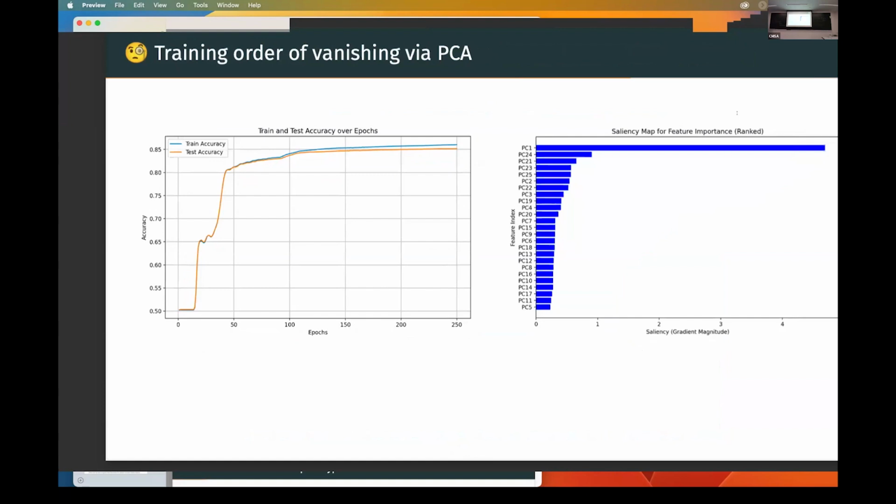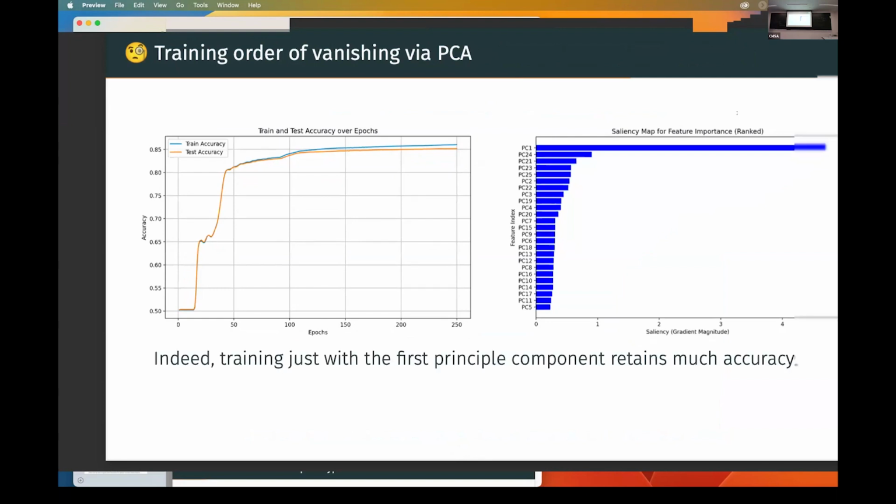One more thing I want to say about this graph: when you look at principal components, you clearly get the first principal component playing the bigger role, but Yidi indeed trained just on the first principal component, and basically the accuracy was very similar. By 1.5 epochs, we were already above 80%. So it's quite surprising that just looking at the first component, you get such accuracy. What's also surprising is that this saliency identifies PT24 as the second most important one.